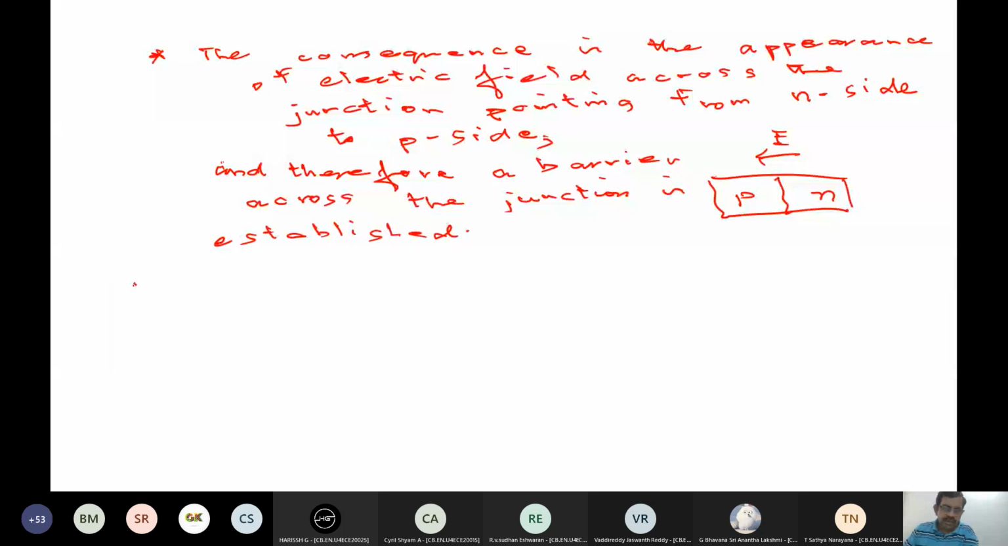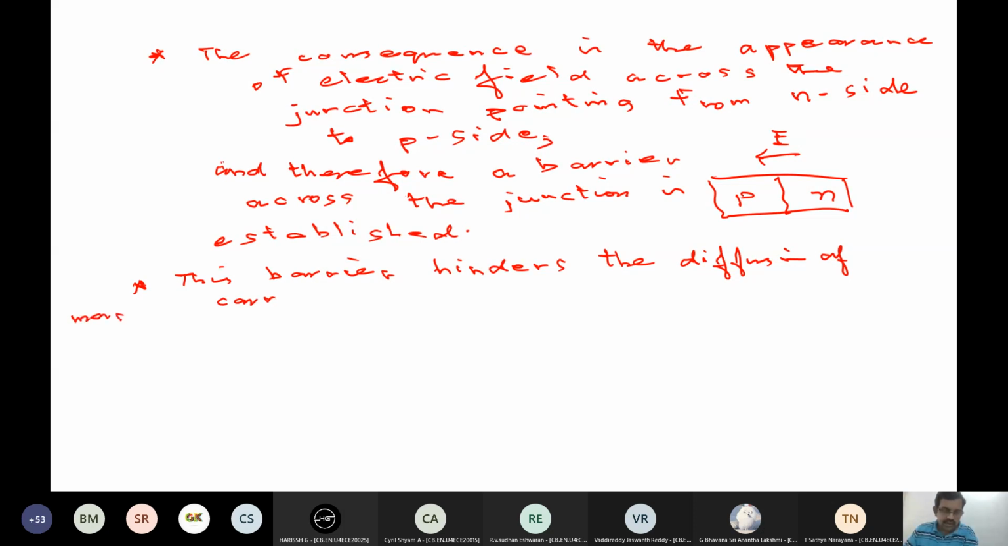Now, this barrier hinders the diffusion of carriers, majority carriers, from either side of the junction.